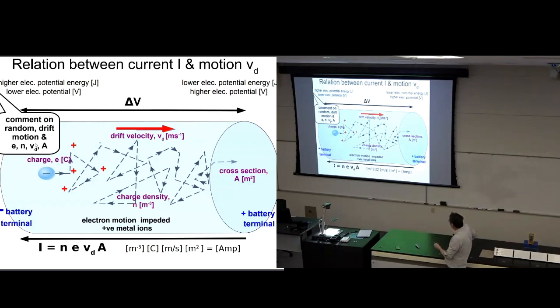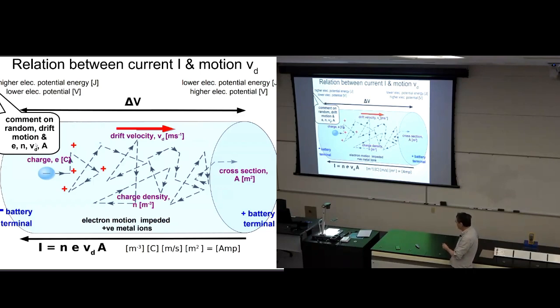Anyway, this equation here puts together all these things to write the current in terms of the motion of electrons. So this is the microscopic picture. It's writing that current, that's just coulombs per second, or amps, in terms of actual motion of actual electrons. The current is equal to n e v_d A, where v_d is the drift velocity and A is the cross-section.